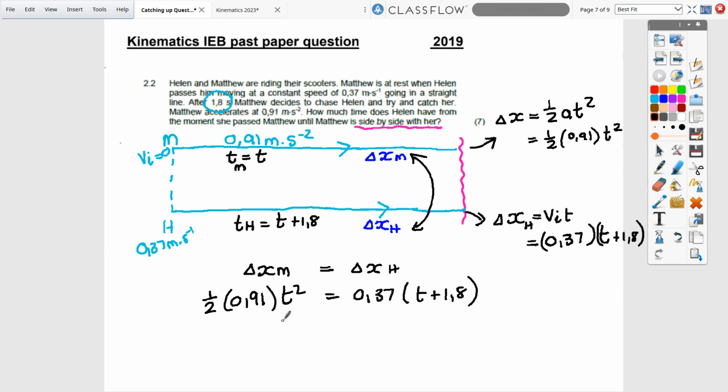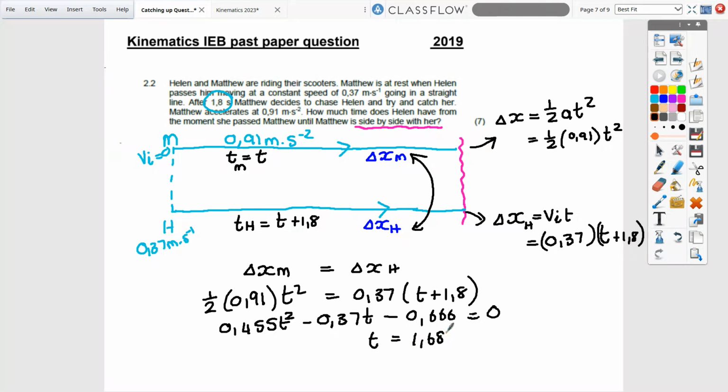You're going to multiply everything out. I'm not going to do the maths in detail. Some of you know already how to do it on the calculator. I'm just going to write the simplified equation that I ended up with: 0.55 t squared minus 0.37 t minus 0.0, that's a lie, 0.666 equals naught. And then you can plug this into your calculator, or you can solve your quadratic equation, and you will get that t is equal to 1.68 seconds.